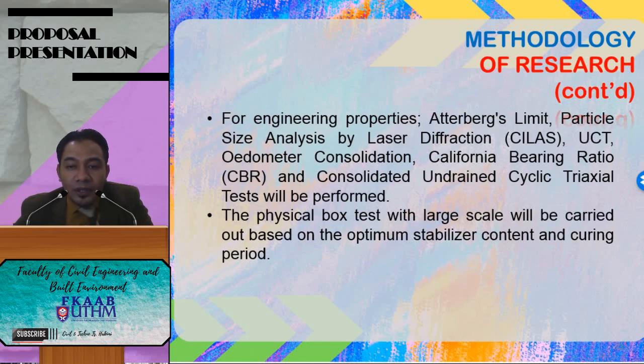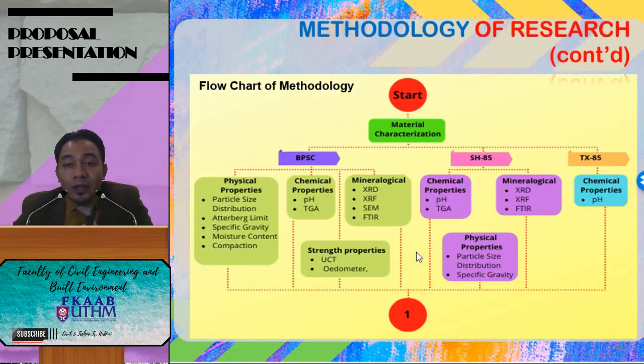For the engineering properties like Atterberg limit, particle size analysis, SILAS, UCT, consolidation, CBR test, and also consolidated undrained cyclic triaxial test will be performed. And then the physical box test with large scale, with small scale, will be carried out based on the optimum stabilizer content and curing periods. Okay, this is the flowchart of methodology.